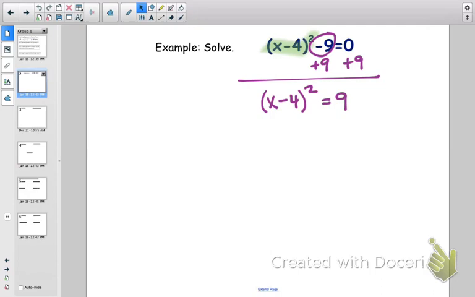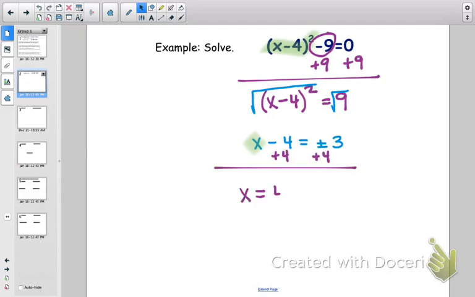Now that we've isolated what's being squared, we're going to take the square root of both sides. So we get just x minus 4, because the square root cancels out the squared. And the square root of 9 is 3, but we have to remember, if we are not already given that square root, it could be positive or negative 3, because 3 squared is 9, and also negative 3 squared is 9. So then we just need to get x by itself, so add 4 to both sides, giving us x equals positive 4 plus or minus 3.